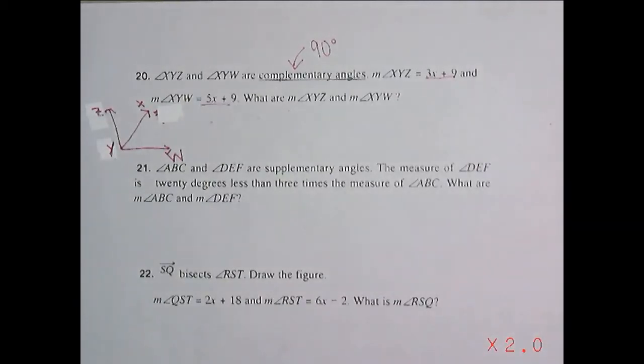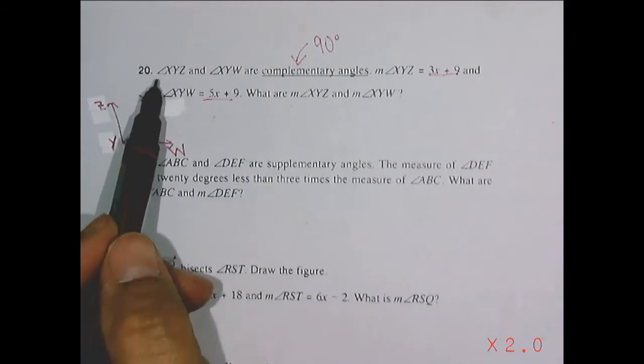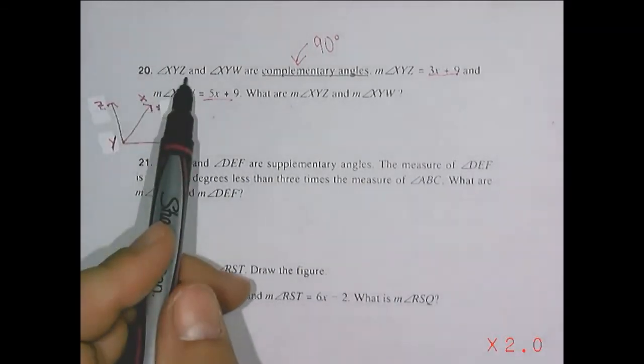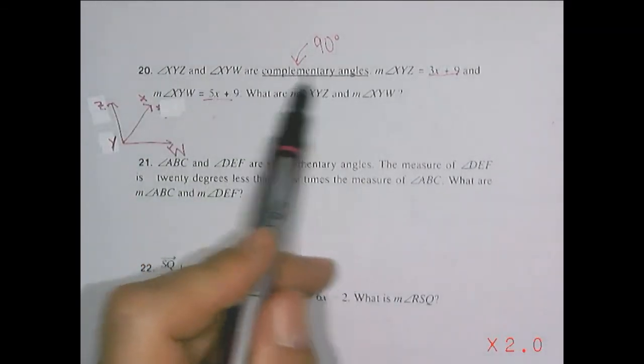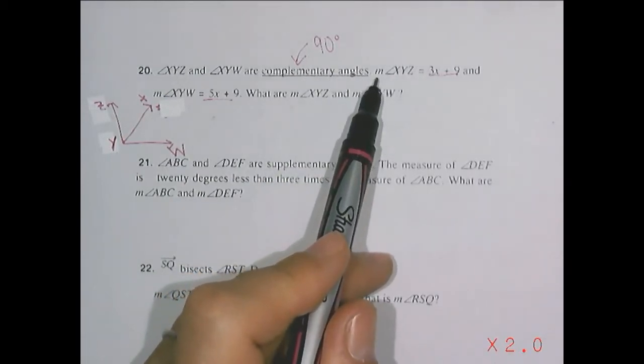Hey guys, we're going to get started with question number 20 on the back side of the study guide. I'm going to try and do my best to make it shorter. It starts by saying that angle XYZ and angle XYW are complementary. So that means that they're 90 degrees. The two together, they add to 90.